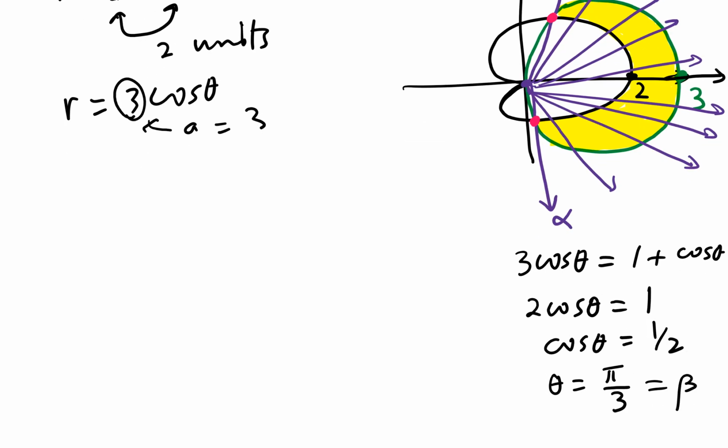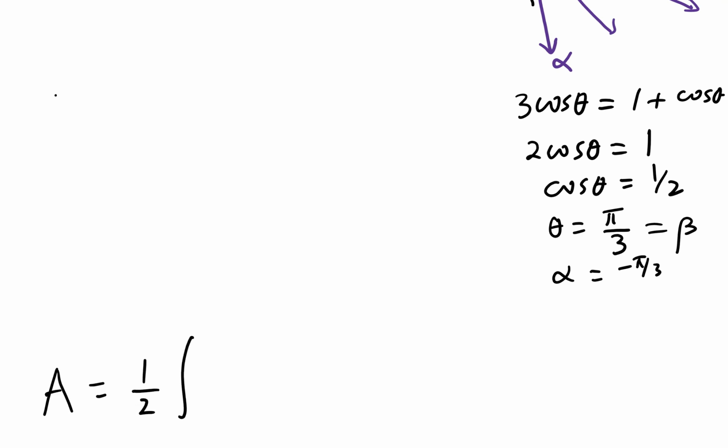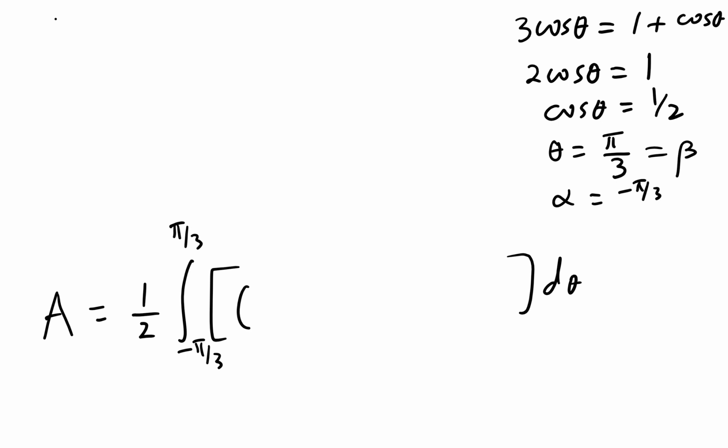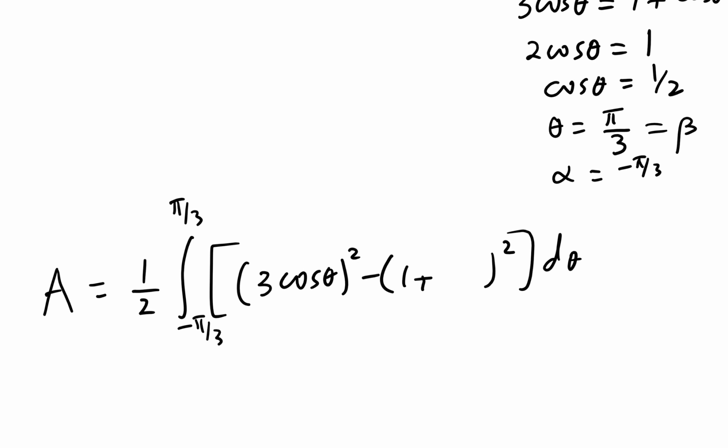How about the other angle? It starts at the bottom and goes up. By symmetry, alpha should be negative pi over 3. So it's going from negative pi over 3 to pi over 3. To set up the area formula, it's 1/2 from negative pi over 3 to pi over 3, and remember, you take the one further from the pole, which is the green curve, the circle. So that's 3 cosine theta, minus the one closer to the pole, which is 1 plus 1 cosine theta.